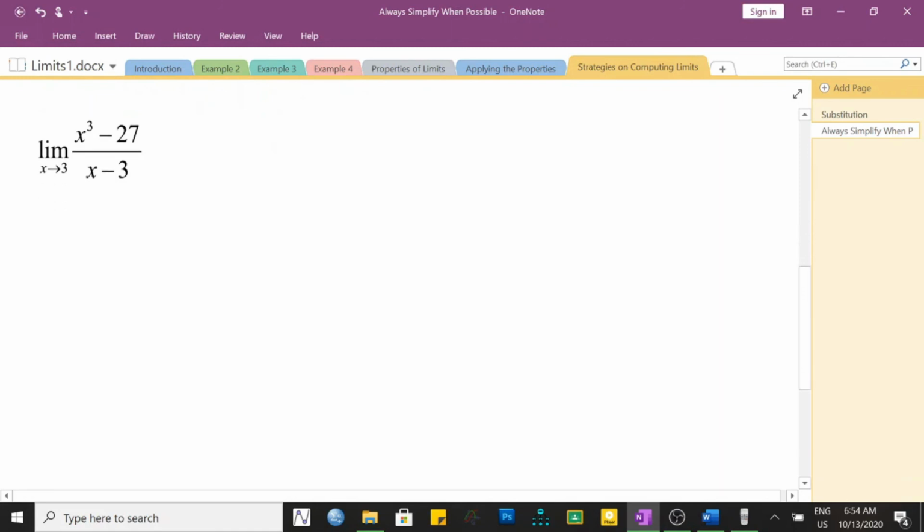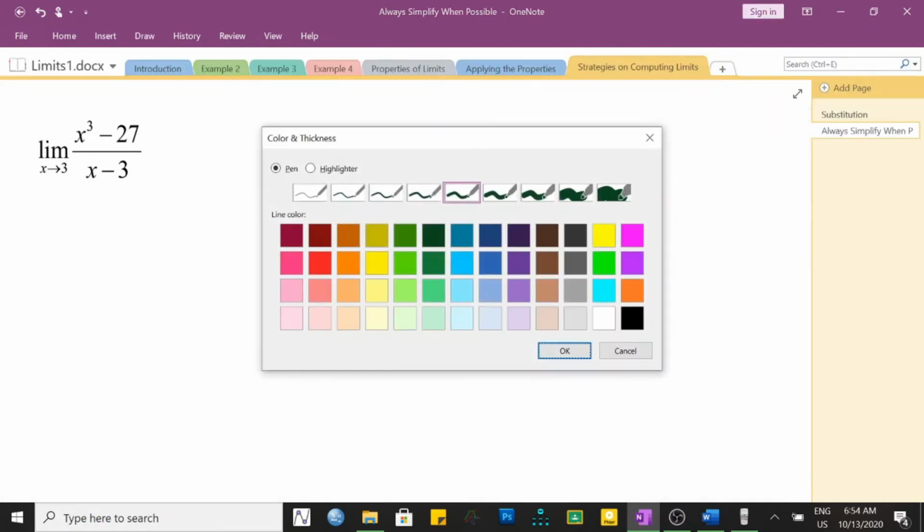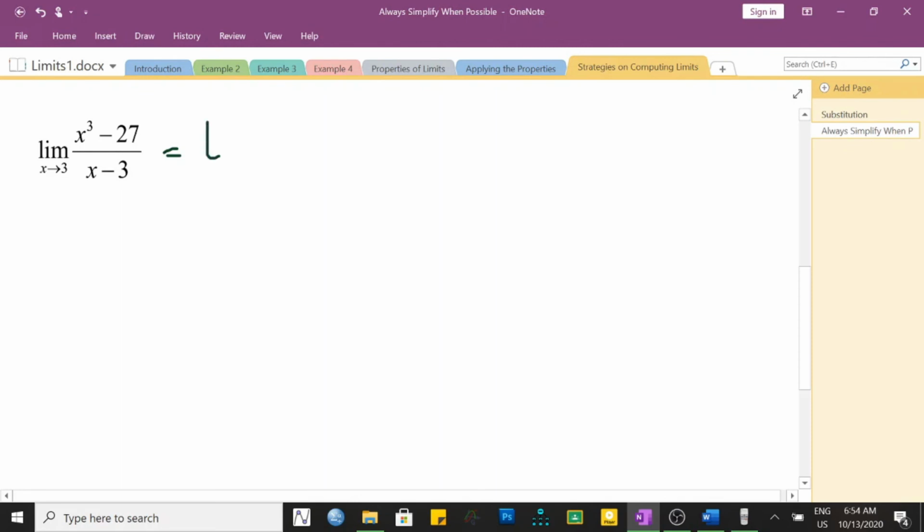Here is another example. We have this one, x cubed minus 27 all over x minus 3. We first simplify by using our knowledge on factoring. This is the same as the limit of that function as x approaches 3. Again, the denominator is real simple. We just have to copy that. But for x cubed minus 27, we can factor that. How do we factor a difference or a sum of two cubes?